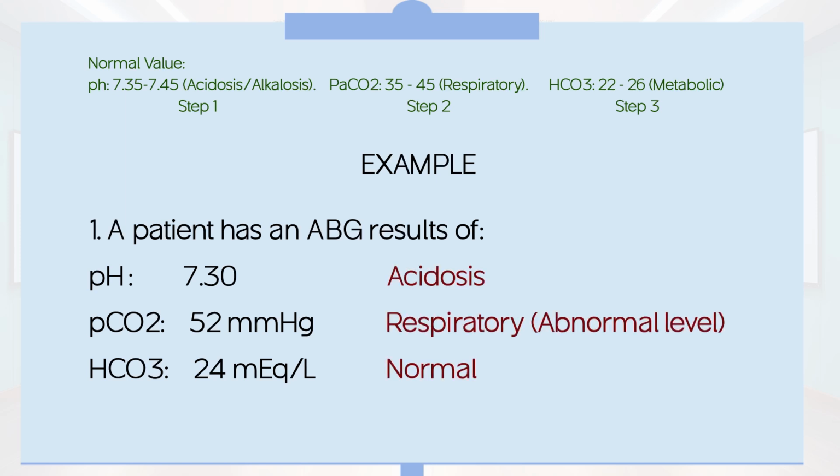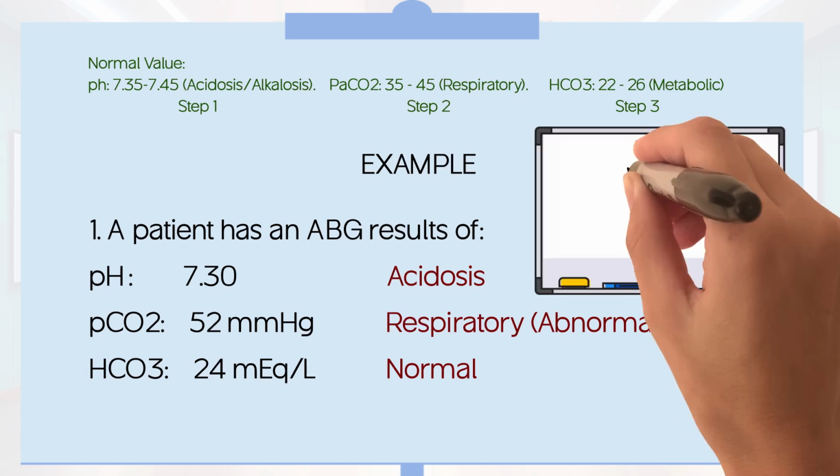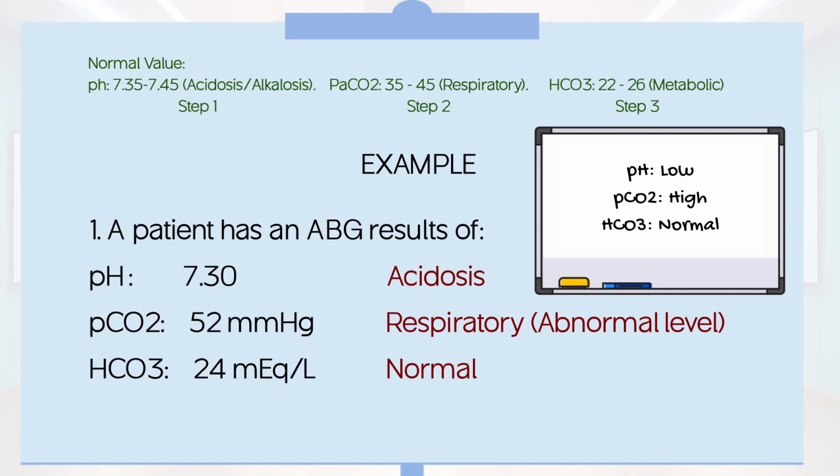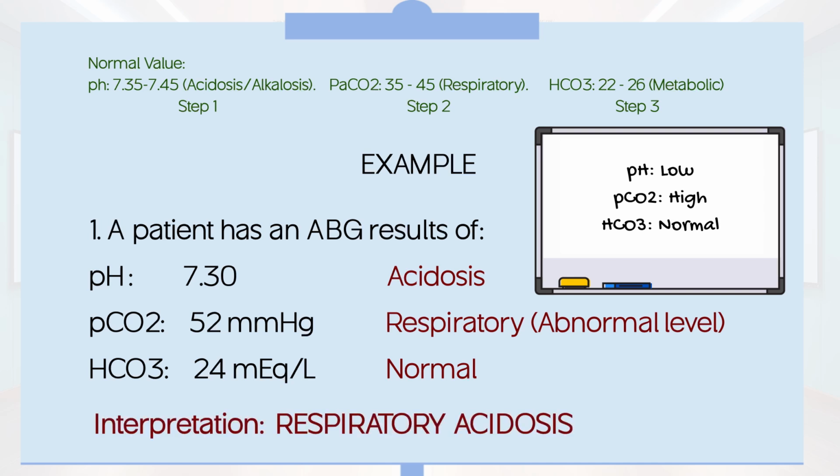Step 1. Check for the pH level. The pH level is decreased, which reflects acidosis. Step 2. Check for PaCO2. Carbon dioxide is elevated, which reflects an opposite relationship with the pH. Therefore, the condition is a respiratory imbalance. Step 3. Check the bicarb level. HCO3 is 24, which is within the normal value. As pH is decreased and carbon dioxide is elevated, therefore the interpretation is respiratory acidosis.